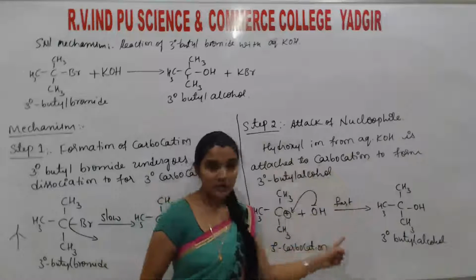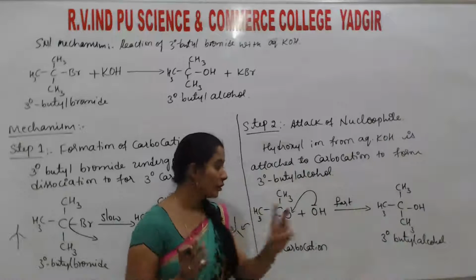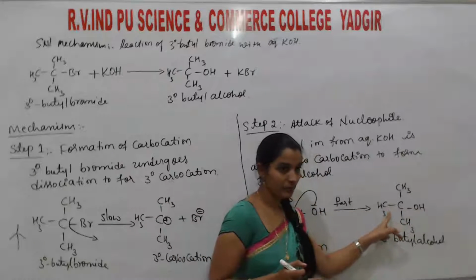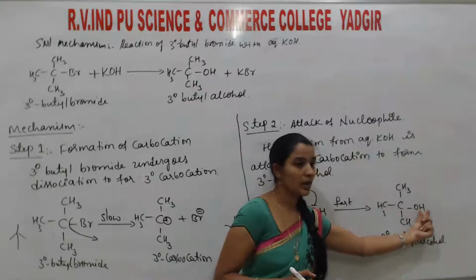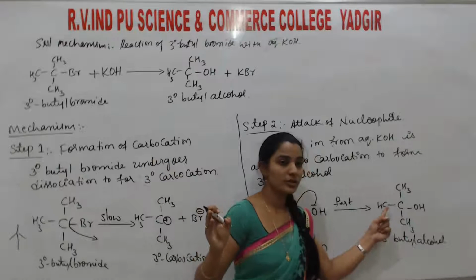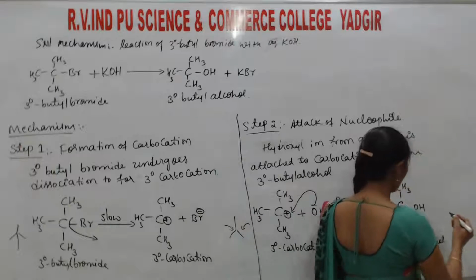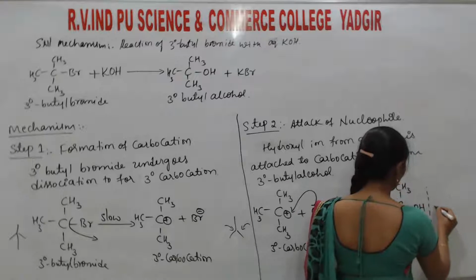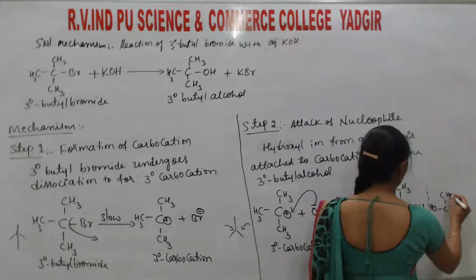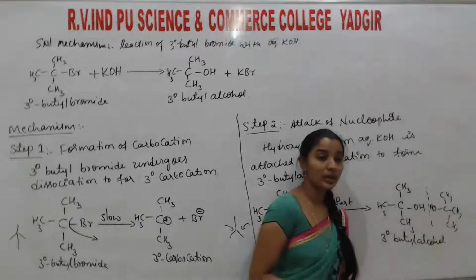So in the SN1 mechanism, there is a possibility of formation of 2 types of products. One is from this side, another is from this side. One product is as the original reactant, another one is the opposite of that. If I write here the mirror image, it will be OH, C, CH3, CH3, C. These two are what? Mirror images.